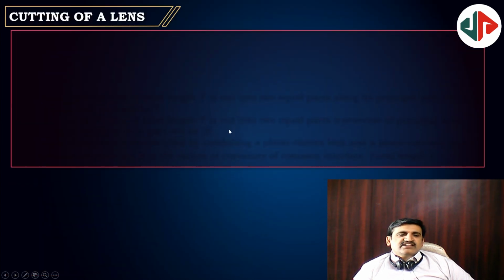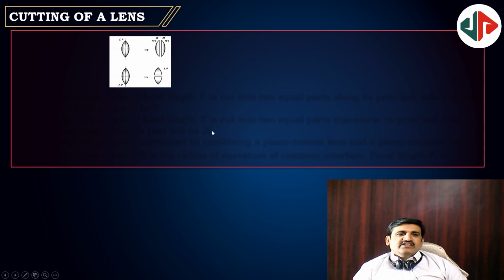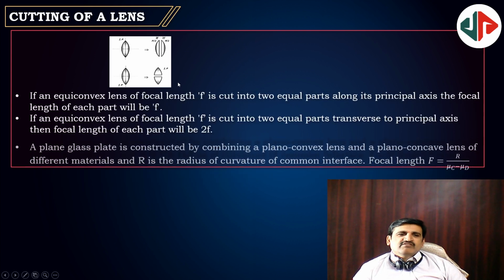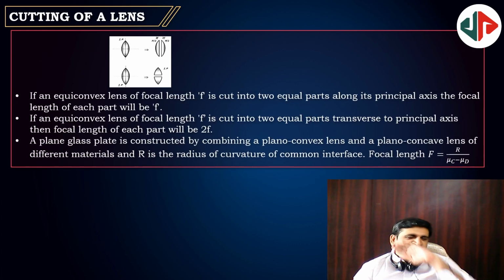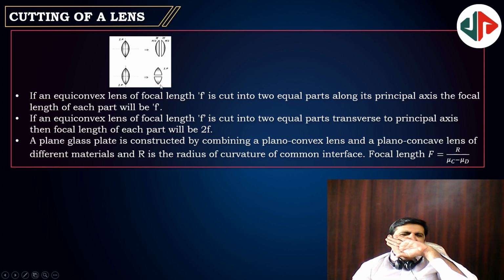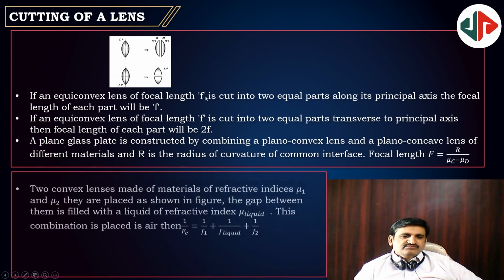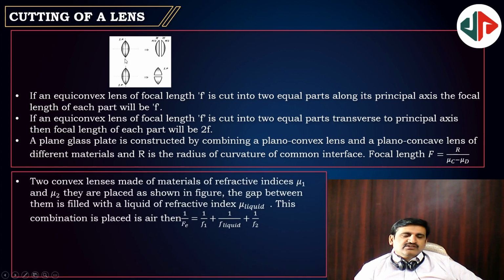Next, cutting of a lens. If the lens is cut in the first way, power will be halved, focal length will be doubled. If the lens is cut in the second way, power remains the same, and focal length automatically remains the same. One is along the principal axis, one is perpendicular to the principal axis. The first one is perpendicular to the principal axis.